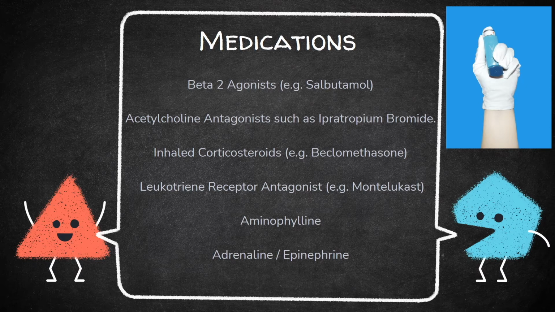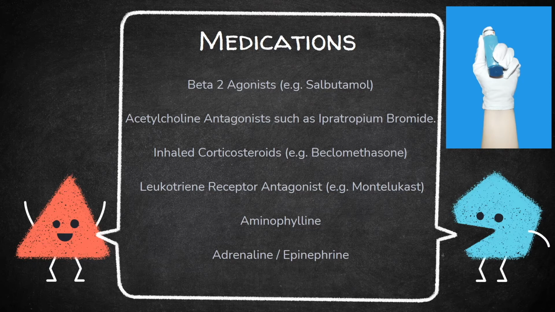Other medications would include the acetylcholine antagonists such as ipratropium bromide, and medications also would be those of the inhaled corticosteroids such as beclomethasone. One thing about this, since it's steroid therapy, they are used in the short term due to steroid side effects such as an increase in the susceptibility to infections.